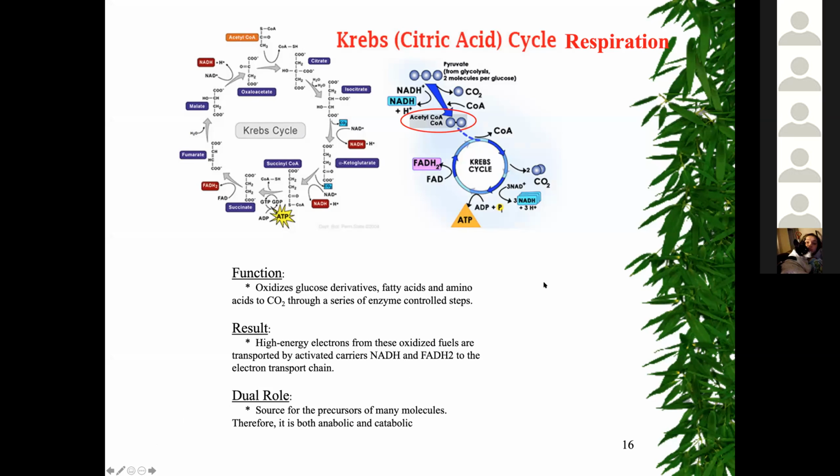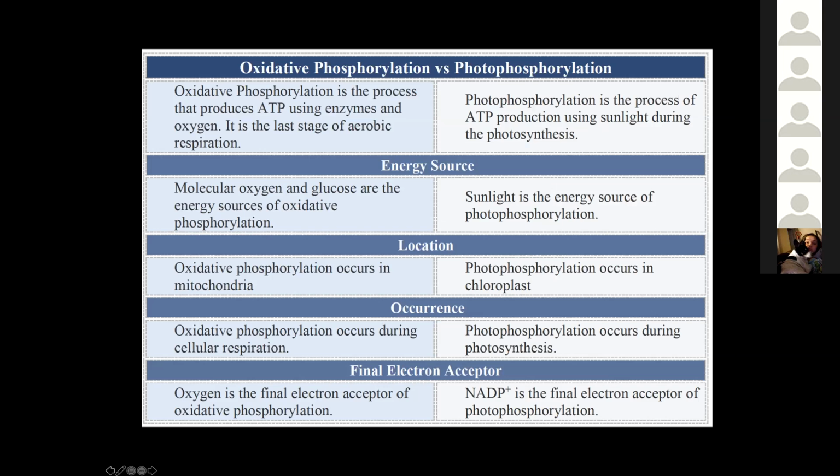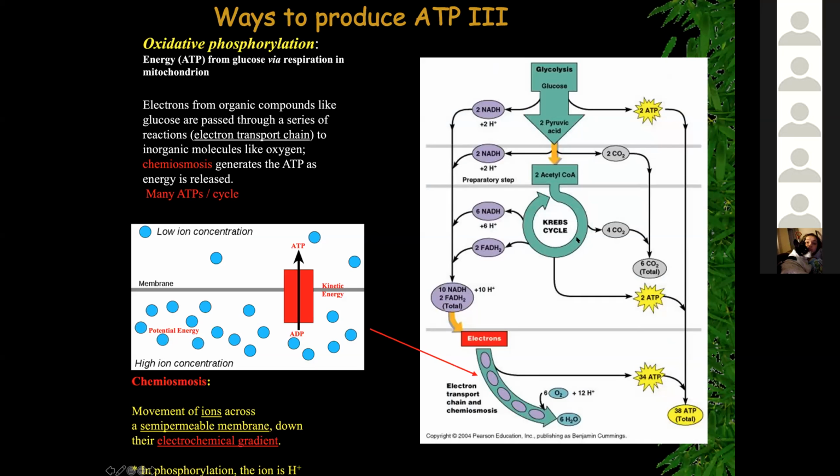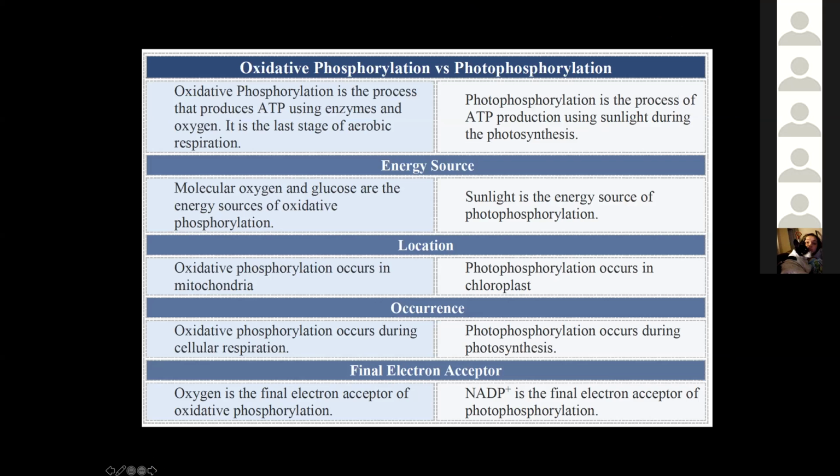Okay, now we're going to talk about the Krebs cycle. I referred to the Krebs cycle earlier. Here you see it. In oxidative phosphorylation, the Krebs cycle plays a very important role. And now we're going to dig into what the Krebs cycle really is, what it does.